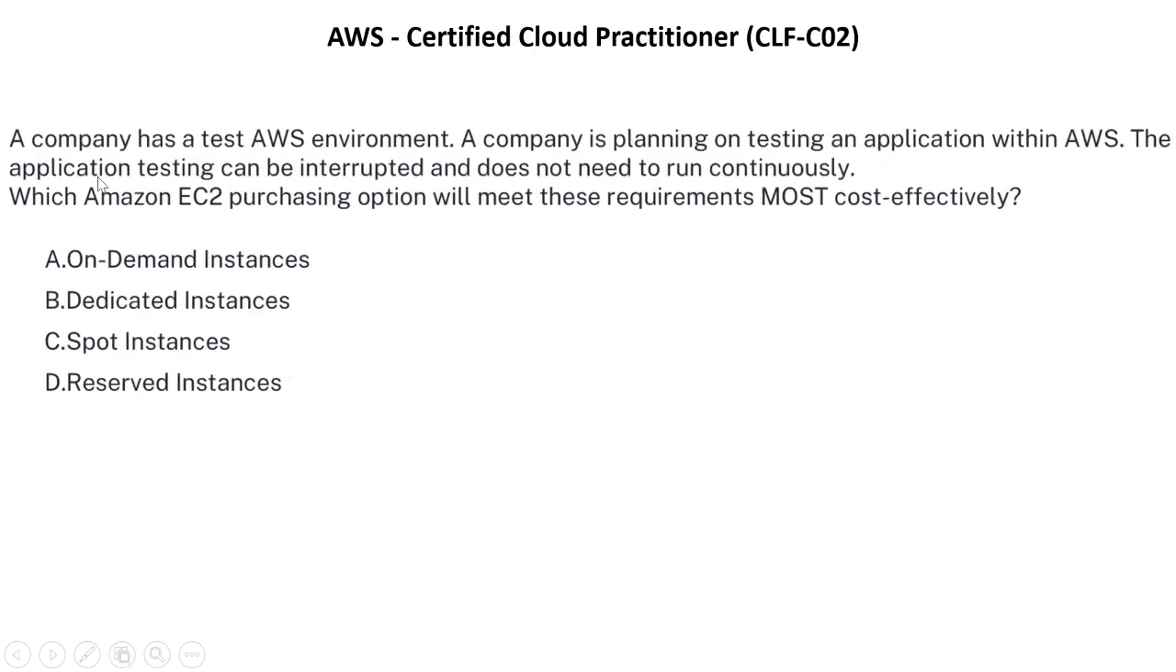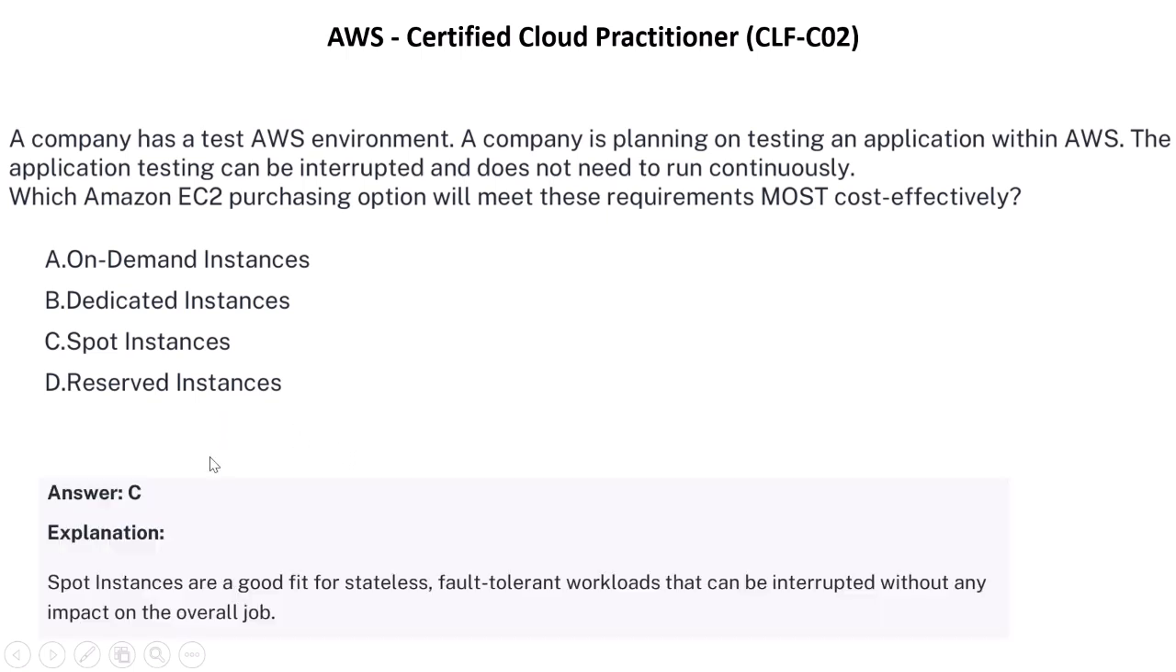Next question. A company has a test AWS environment. A company is planning on testing an application within AWS. The application testing can be interrupted and does not need to run continuously. Which Amazon EC2 purchasing option will meet these requirements most cost effectively? Option A, on-demand instances, option B, dedicated instances, option C, spot instances, option D, reserved instances. The right option is option C, spot instances.